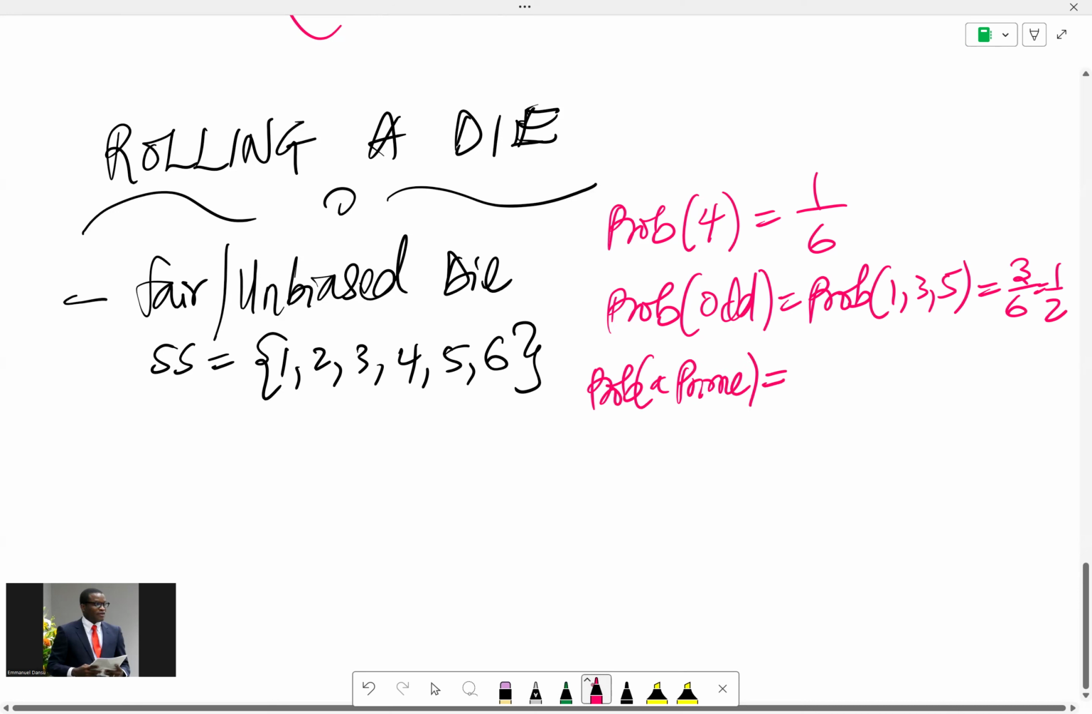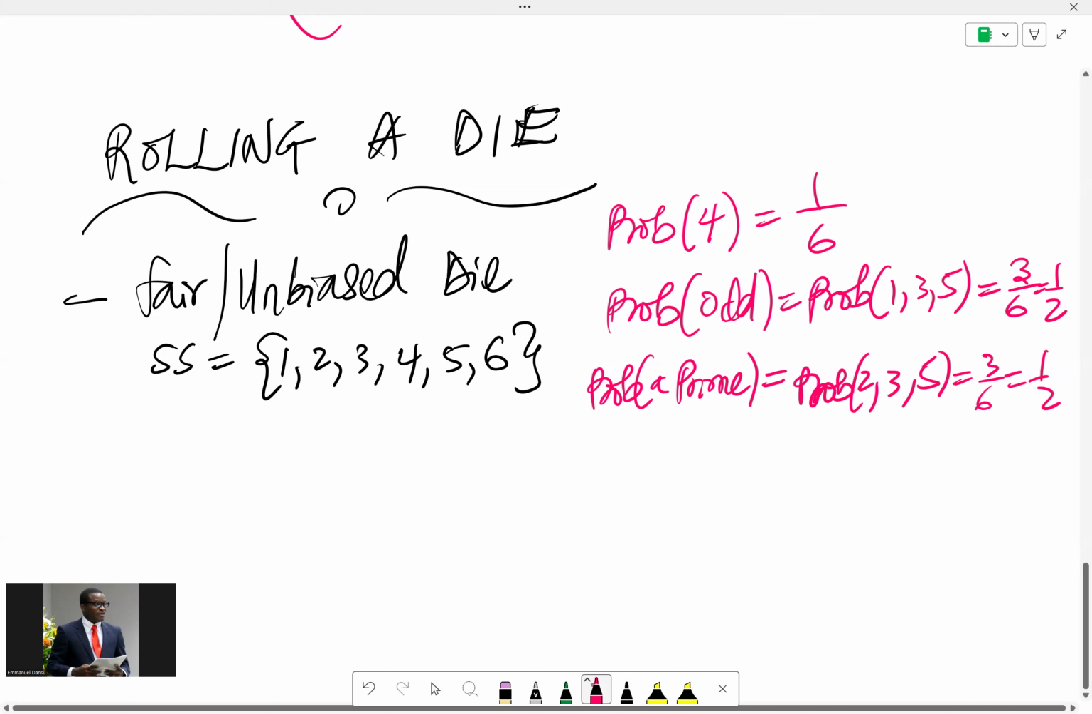Now, what is the probability of getting a prime number? A prime number is a number that can only be divided by itself or one. And of course, one is not regarded as a prime number. So that is the probability of getting a number like 2, 3, or 5. Those are the possible prime numbers. That's 3/6, which is 1/2.